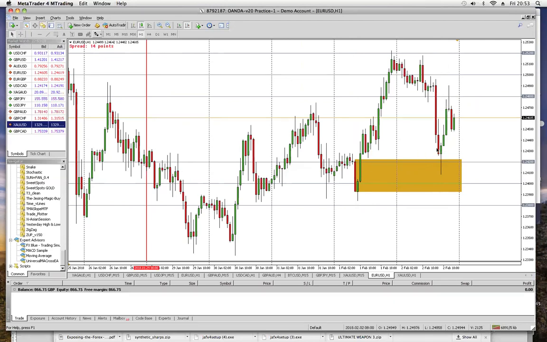That's simple ICT tools. I teach all this for free, but you've got to know it in order to learn the algo. So that's an order block. Price rallies away fast from a down candle. That's a bullish order block. So when it comes back into this zone, you buy it.